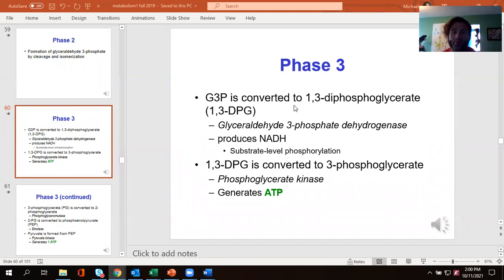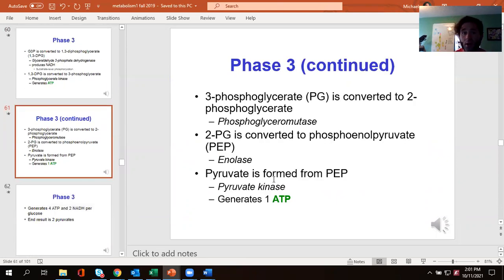Now, we're going to be converting this accordingly into what's known as 1,3-diphosphoglycerate. Okay, this is going to be producing what's known as NADH, and this is going to be important in the electron transport chain. So it's going to occur a couple times. So we're actually adding another phosphate. So notice that's why we're going to the 1,3. And in turn, this is going to be converted into 3-phosphoglycerate. So when we do so, we're going to be able to generate an ATP. And remember, we're doing this twice because we cleaved it in half.